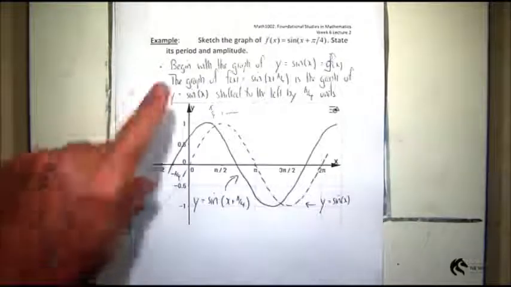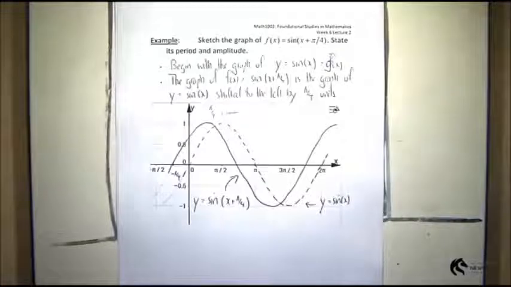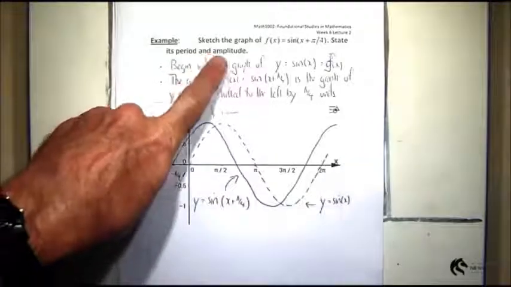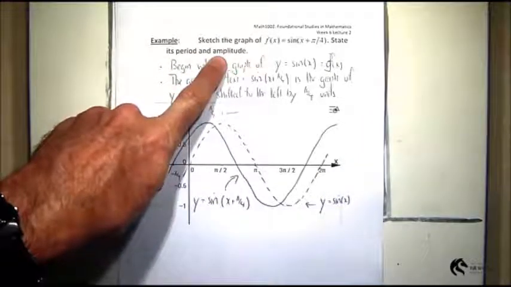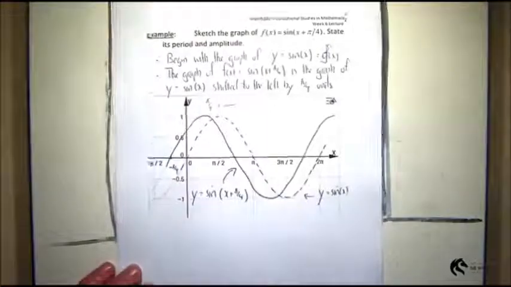Now it says, sketch the graph. So we've done that. We've done that by translating the graph of sine x. It then says, what's the period and what's the amplitude? And in this case, you could do it two ways. In fact, let me do it both ways.